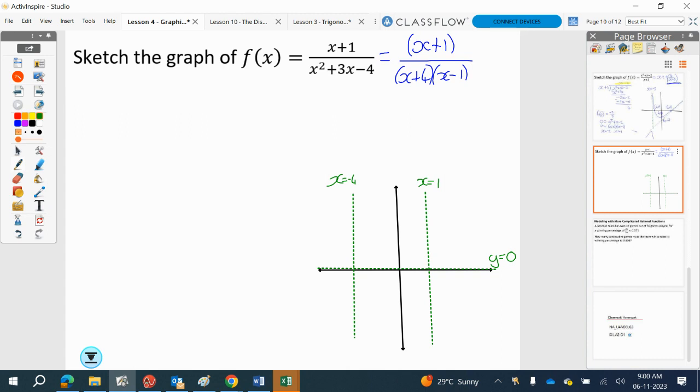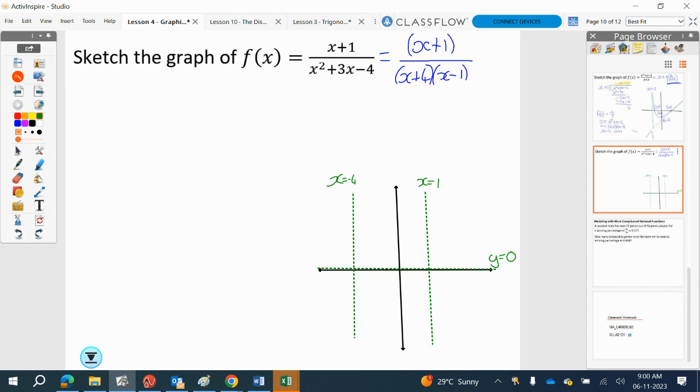So it's going to look something like this. And there's all sorts of combinations these can look like. They can look like this. They can look in all sorts of different ways. We've got to figure out how it's going to approach those asymptotes. So watch this bit through carefully.